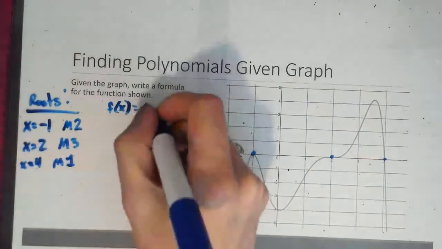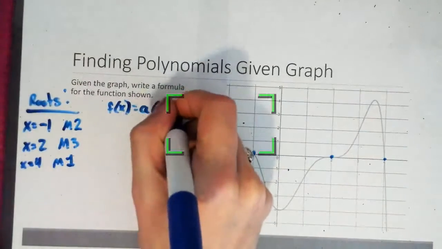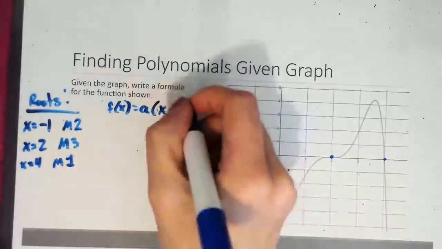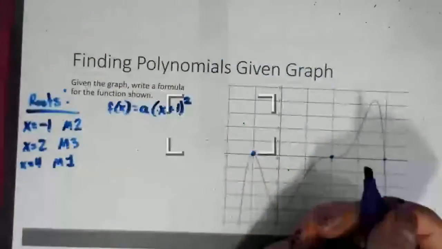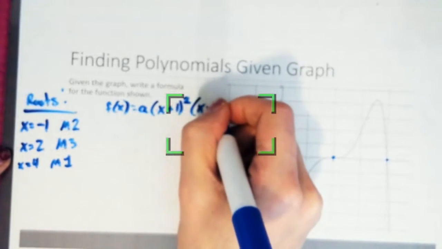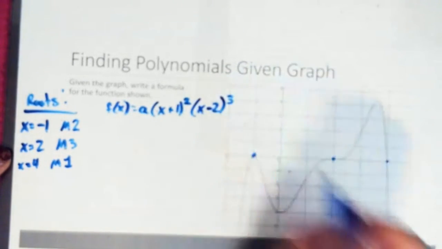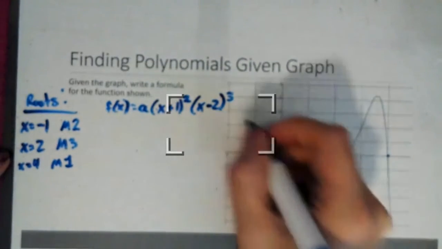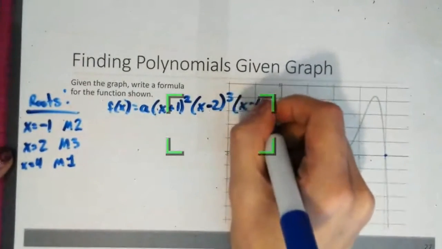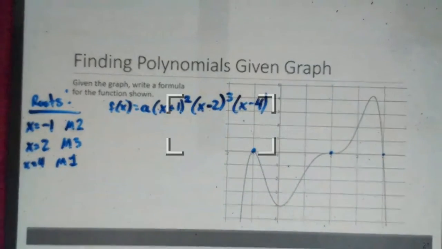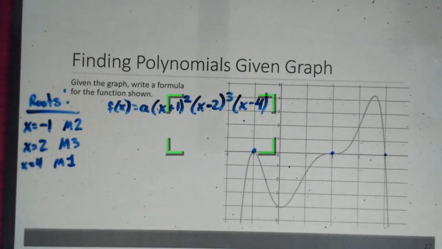We have a root at x equals -1, so that'll mean I'll have x plus 1. And since it has a multiplicity of 2, it'll be squared. Then I have x minus 2, that has a multiplicity of 3, so that'll be cubed, times x minus 4, and that only has a multiplicity of 1, so that stays.